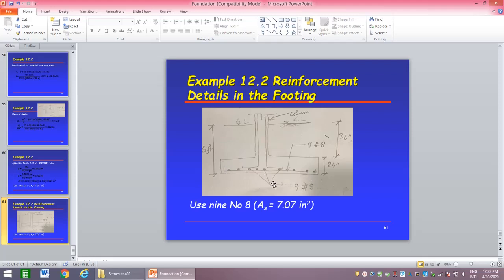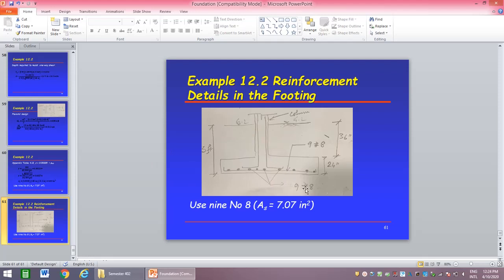If you want to find the spacing, 9 feet divided by 9 number, you will know the spacing between these. So 9 in this, and 9 in these directions also, number 8 bars, and your depth is 24 here and 36 here. So this is all about the reinforcement details for the footing.